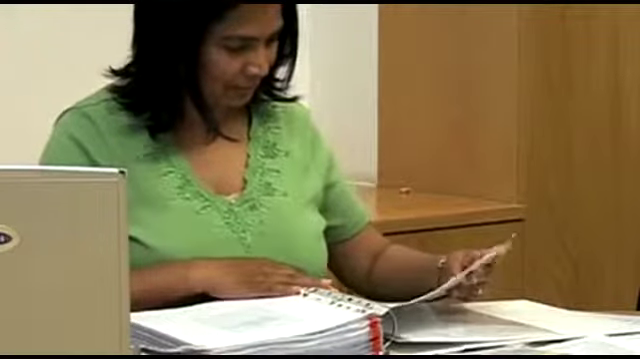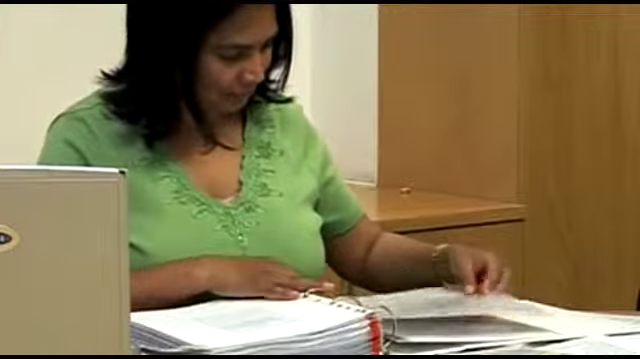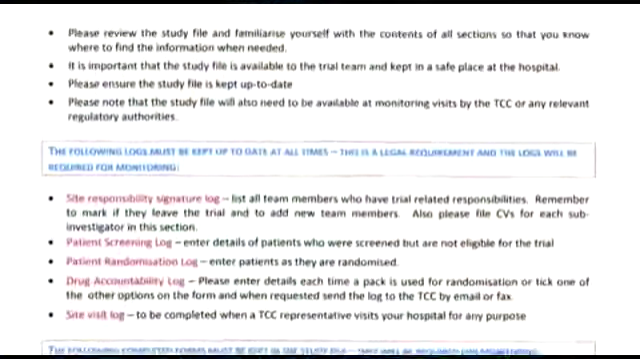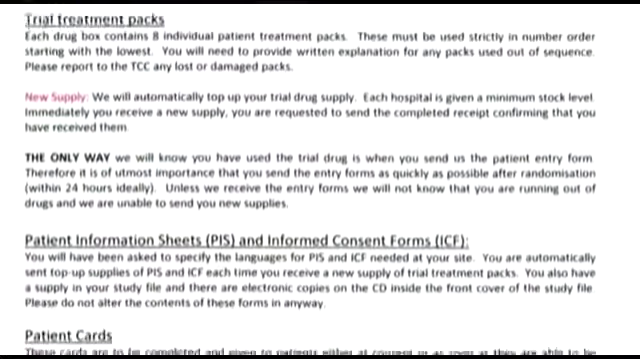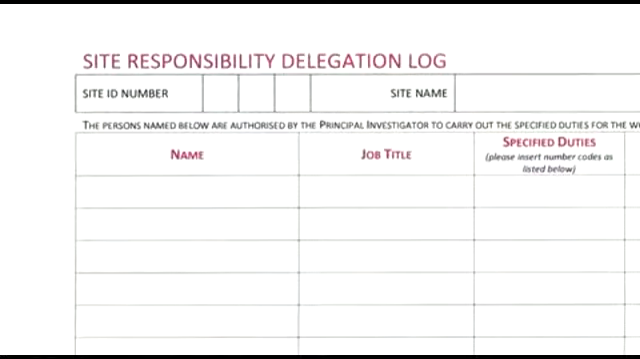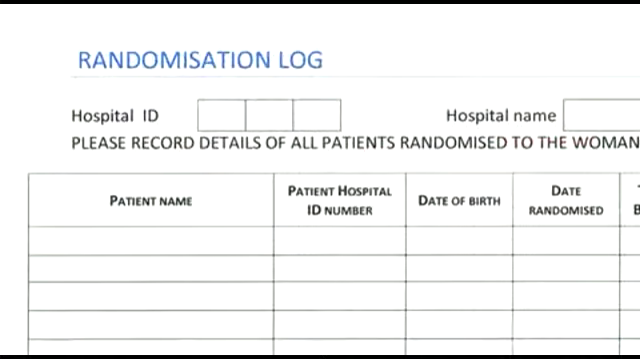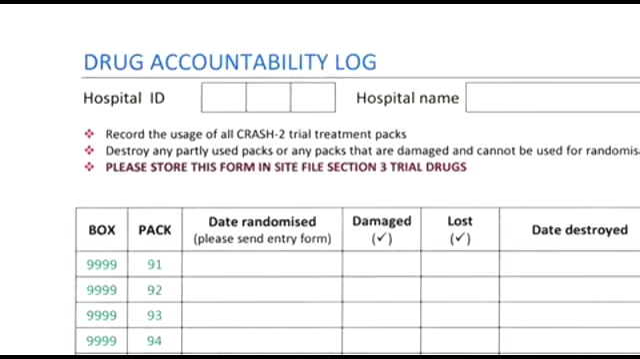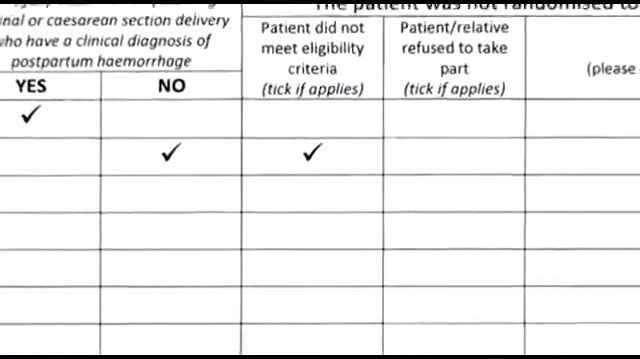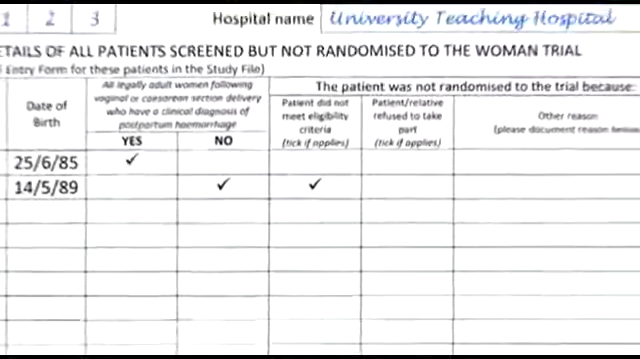Please familiarise yourself with the contents of the investigator's study file and pay attention to the guidance sheet in front of the folder. Certain logs need to be kept up to date throughout the trial, such as the delegation log, randomization log, and drug accountability log. All patients consented for the trial but not randomized must be recorded on the screening log.